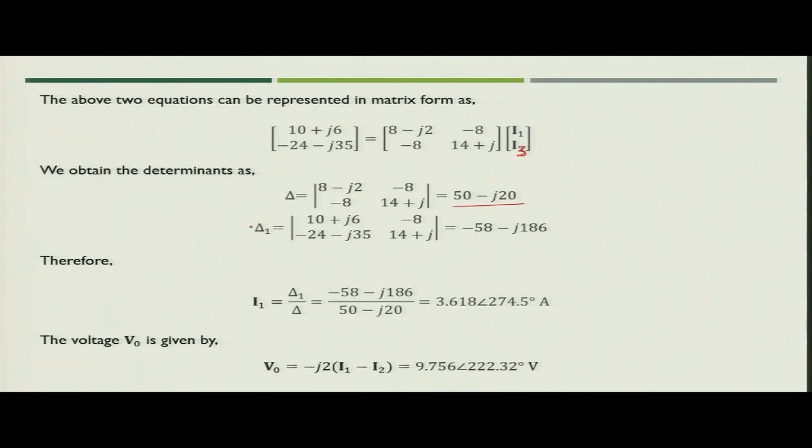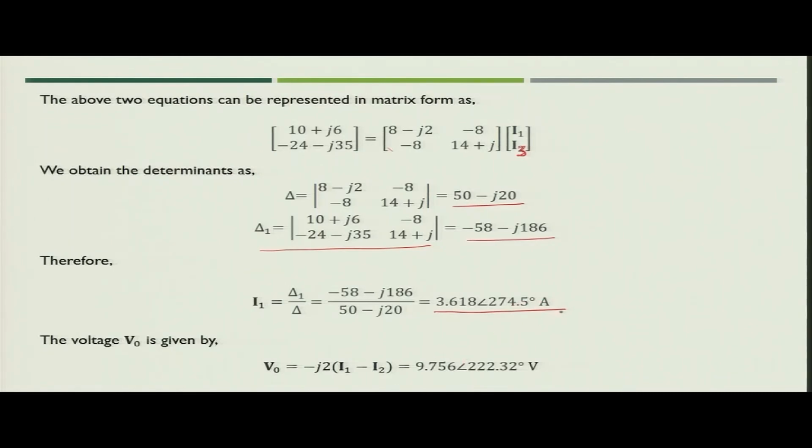To find the value of delta 1, you will replace this particular column with this. So, this will become 10 plus J6 and minus 8, then minus 24 minus J35 and 14 plus J. When you find the value of this determinant, you will get minus 58 plus J186. So, now to find the value of I1, you will find delta 1 by delta. If you put the values, you will get the current I1 as 3.618 angle 274.5 degree ampere.